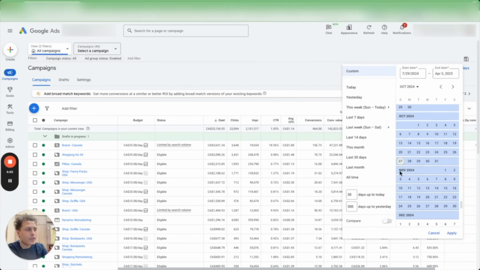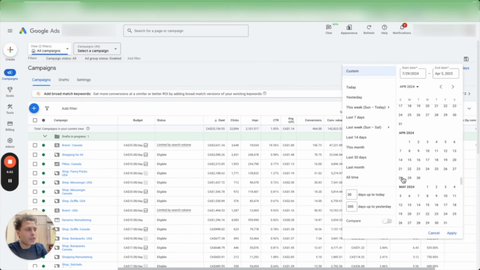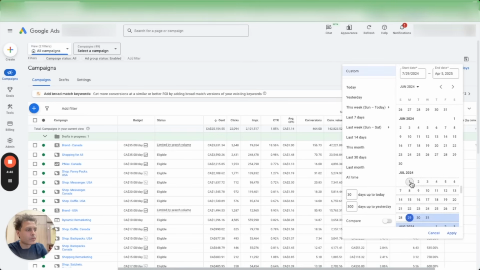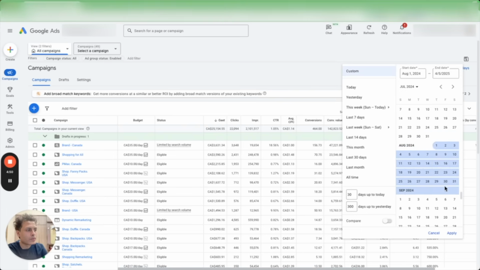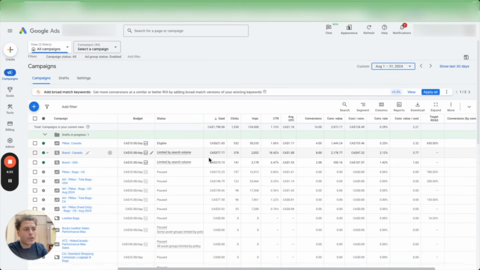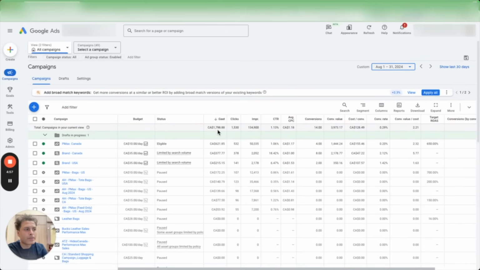Within the month of August, if I'm going to share, we spent $1,800 and we made $4,000 with a ROAS of 2.21, which is not good. Although his break-even ROAS, like I already mentioned, was 2, we got him 2.21.